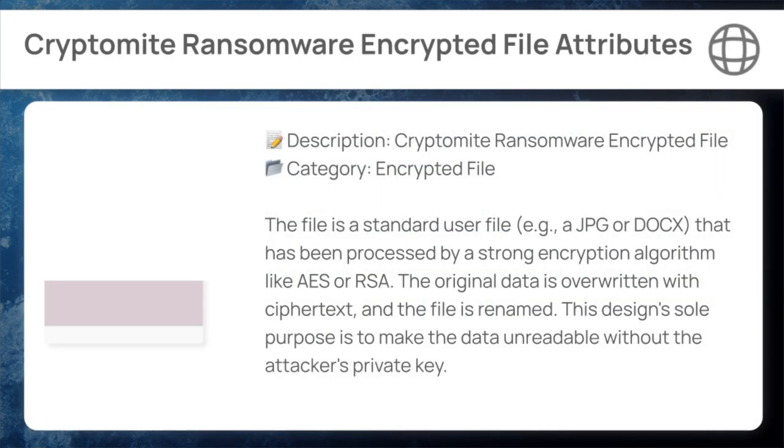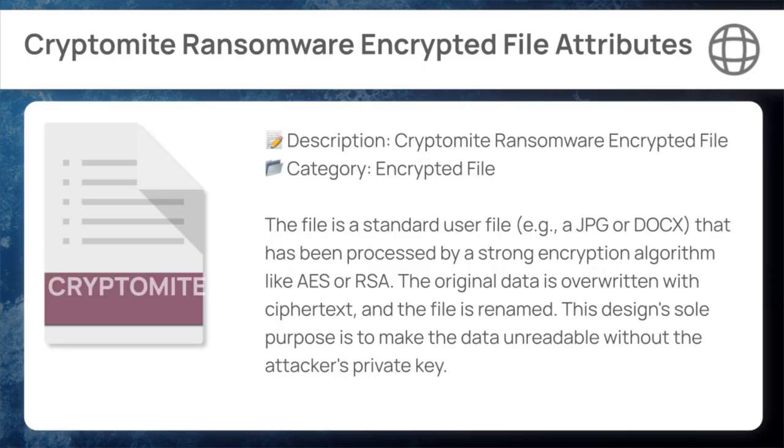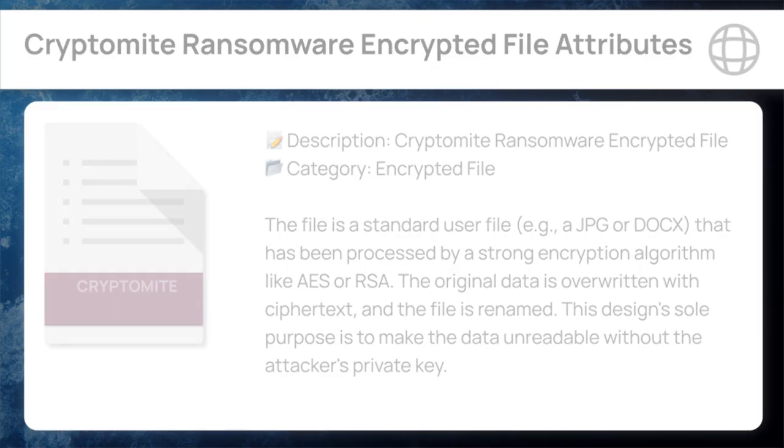The file is a standard user file, e.g. a JPG or DOCX, that has been processed by a strong encryption algorithm like AES or RSA. The original data is overwritten with ciphertext, and the file is renamed. This design's sole purpose is to make the data unreadable without the attacker's private key.